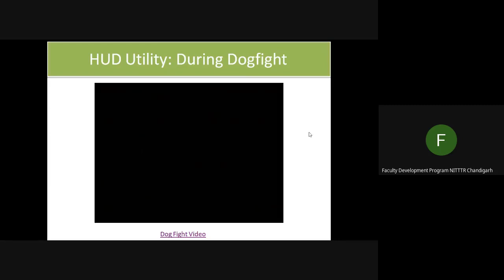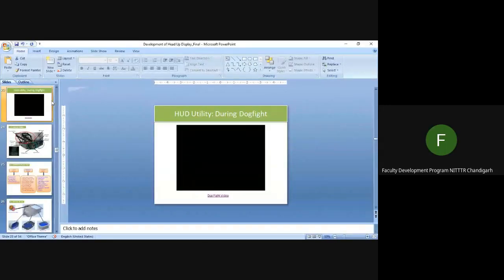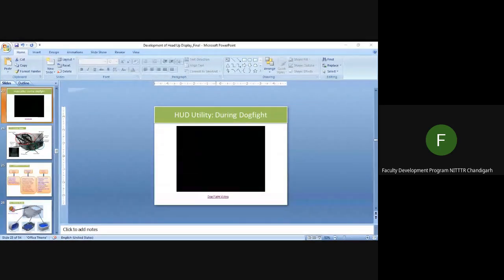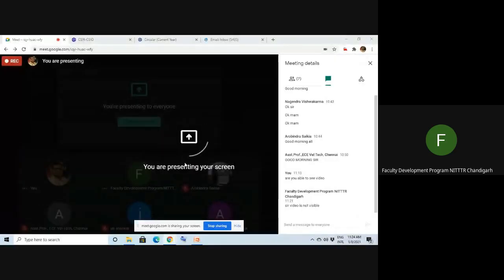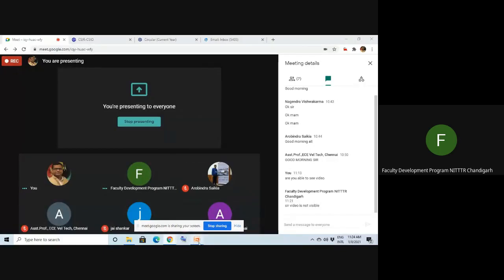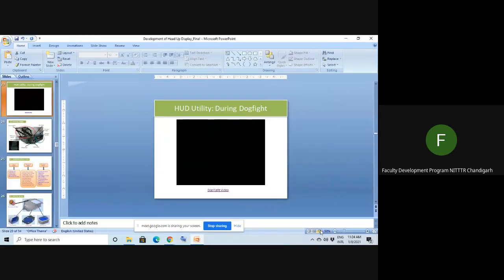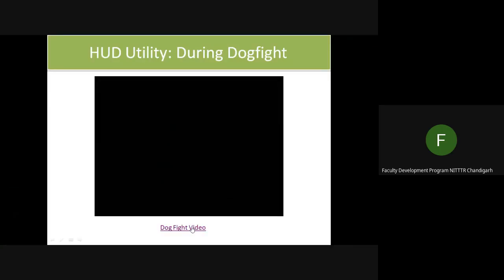Should I share the entire screen? Yes, sir. Once try that. So you can select the option of a tab also. Okay. And you can open a window in a particular tab, because that is best for video and animation. Okay. I am presenting my screen. Let me know if it is visible now.